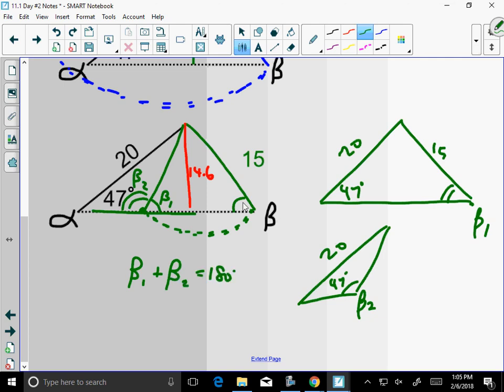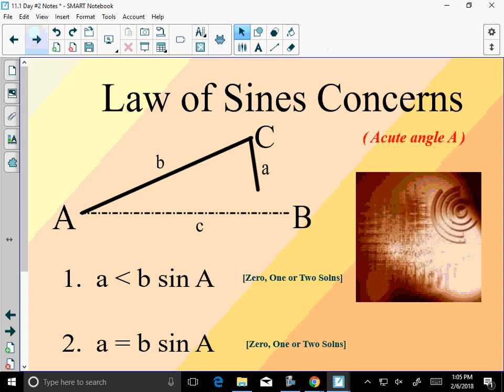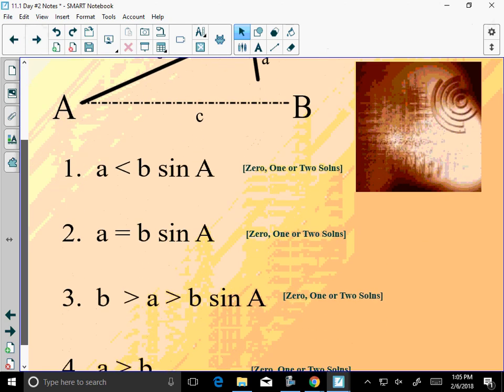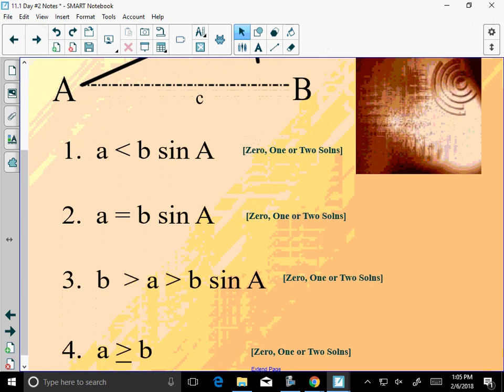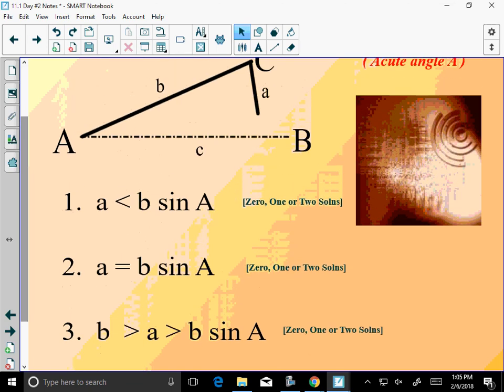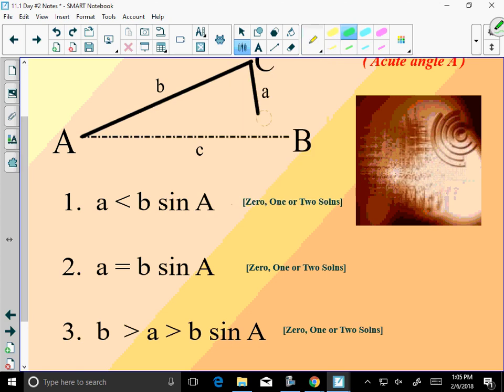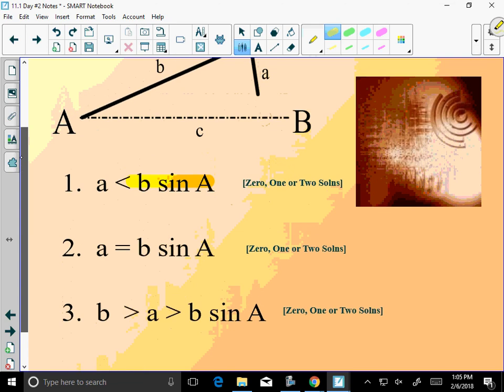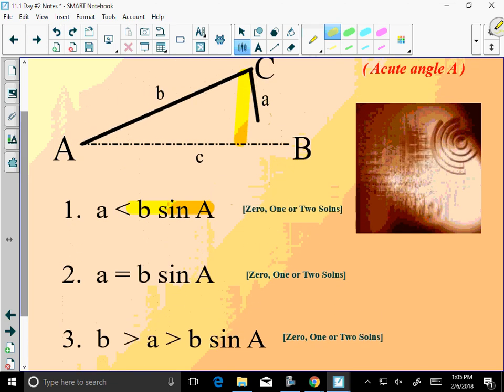Okay, so let's get to the point. Let's generalize this for a moment. Using the law of sines, you have to be concerned about whether or not A is less than the height, greater than the height, equal to the height, and if it's greater than the height, is it less than that side B? Okay, so what is the height? The height is B sine of A. So we said that if A, the side across, is less than the height, here's the height. If A is shorter than the height, how many triangles exist? None. It can't reach. It doesn't reach.